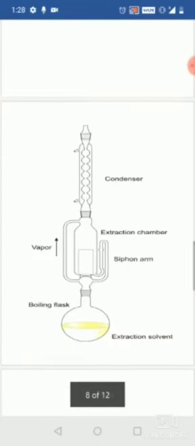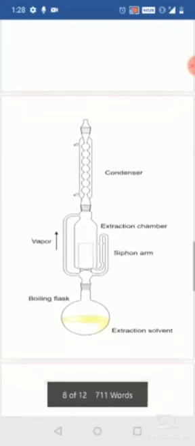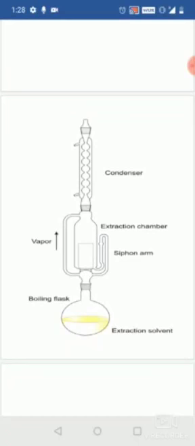The organic solvent enters the thimble and penetrates into the powder, and the active constituents are extracted. Your organic solvent will be saturated with the alkaloids or the active constituents, and that falls back again into the round bottom flask with the help of the siphon tube.